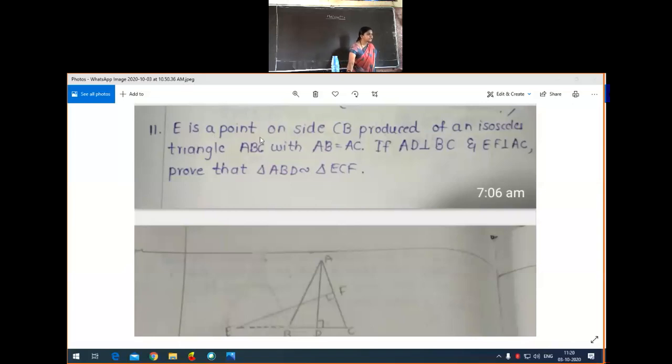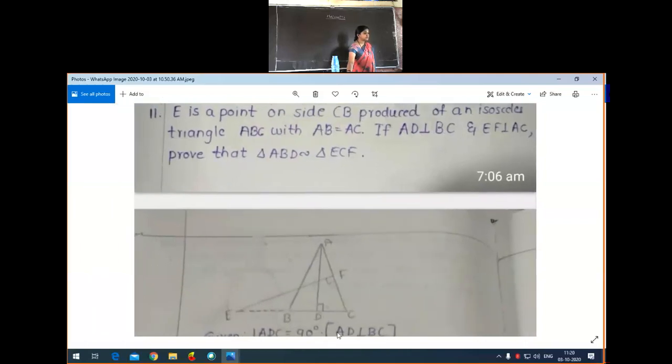E is a point on side CB. This diagram is in the textbook, you can see that textbook. E is a point on side CB of an isosceles triangle ABC. Here they have mentioned that this ABC is an isosceles triangle with AB equal to AC. Here data is given that AB is equal to AC.